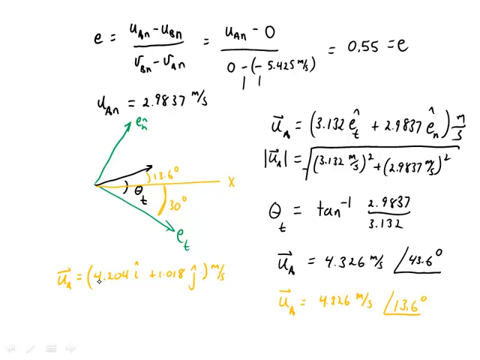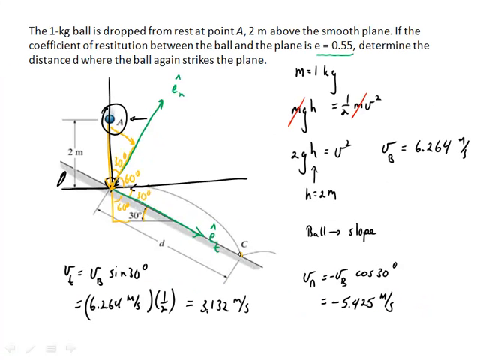Now the reason I want the xy coordinate system is because I'm interested in where the ball lands down here at point C. I want to know what this distance d is. In order to do that, I need to know the x component and the y component of its landing spot. And so I can now use projectile motion to get the answer to that question.